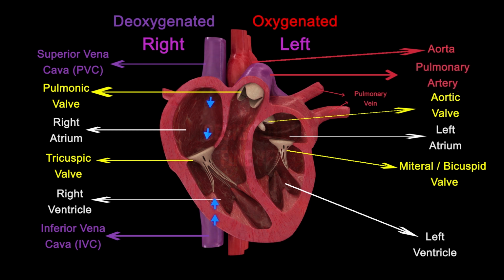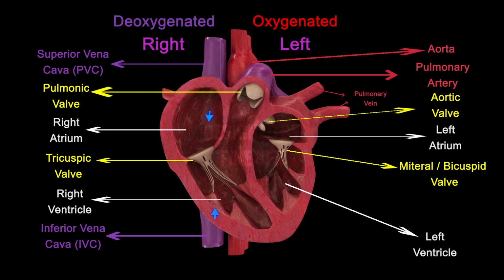Next we have the pulmonary artery, which is going to carry the deoxygenated blood away from the heart to the lungs to be oxygenated. We have both the right and left pulmonary veins, which are bringing the oxygenated blood from the lungs back to the heart and emptying into the left atrium. Finally, the aorta carries the oxygenated blood away from the heart to the rest of the body.